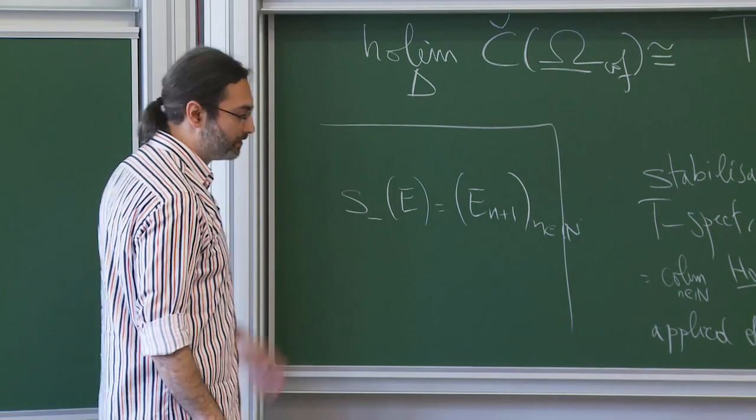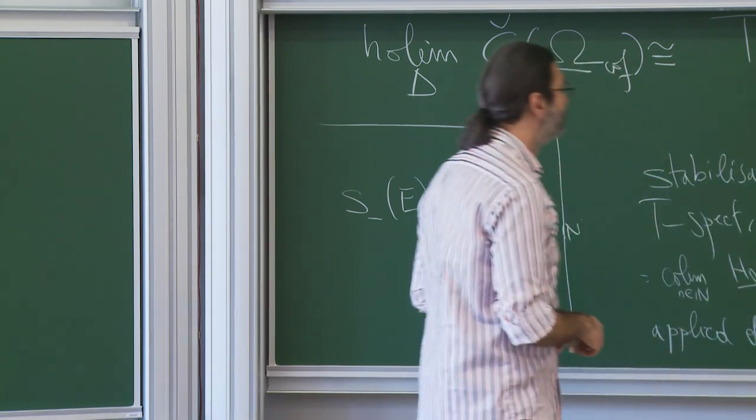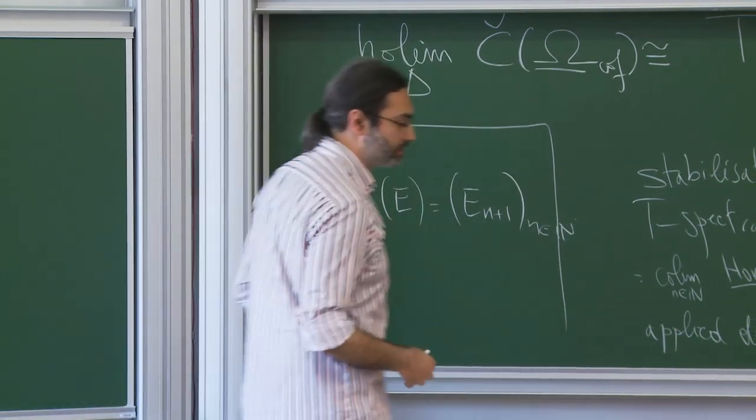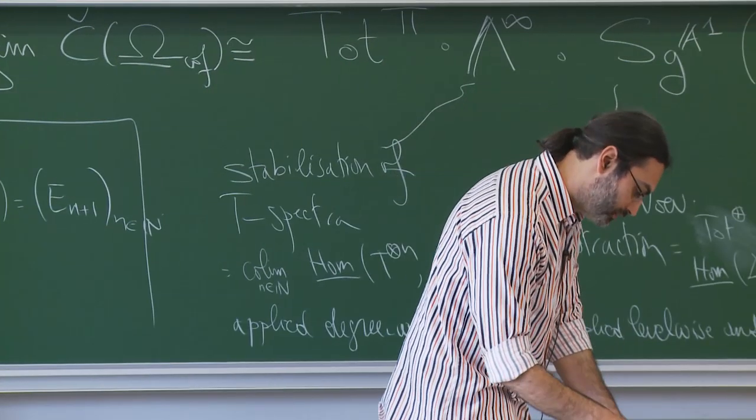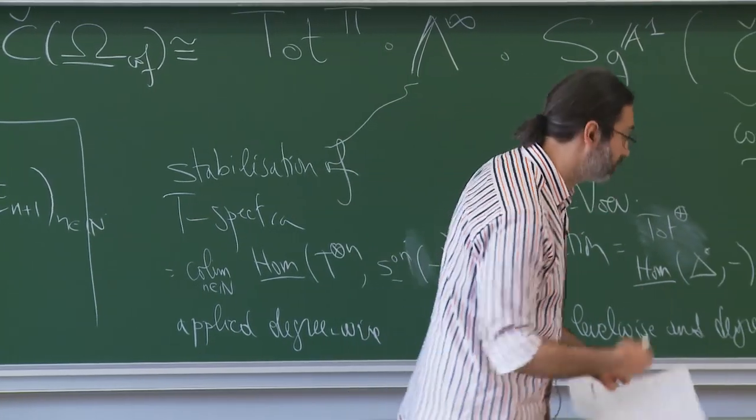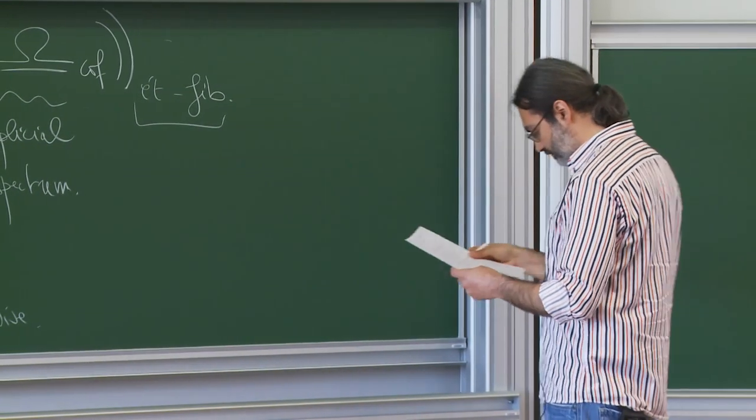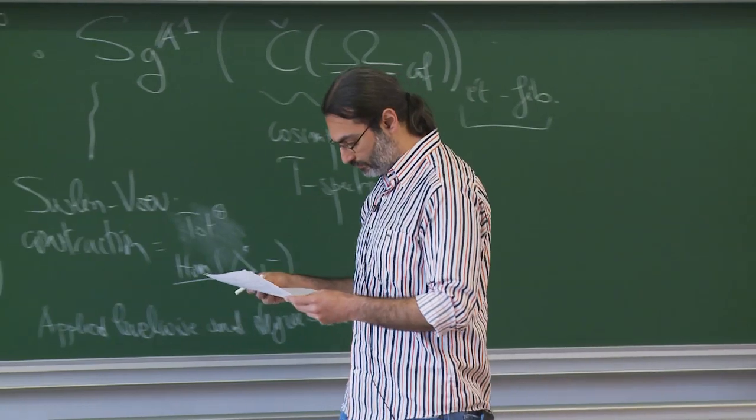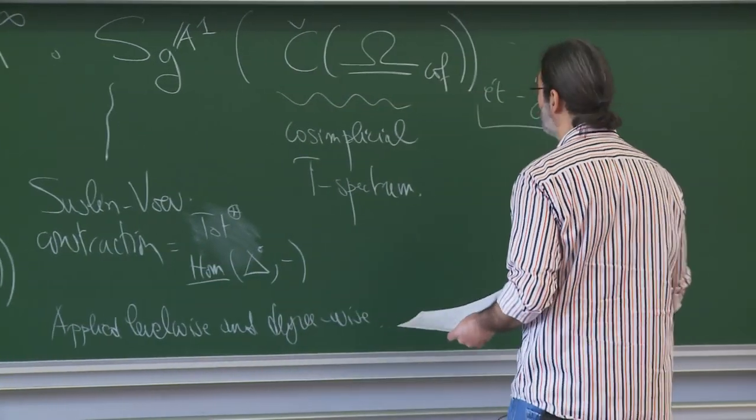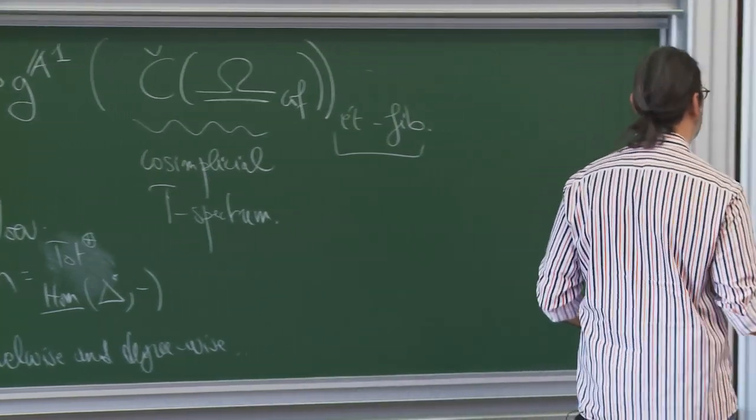All right. So this is what we would like to compute. And of course, it's a computation up to homotopy, so we only really care about the A1 homotopy type of this. There is still maybe one thing to be said here.